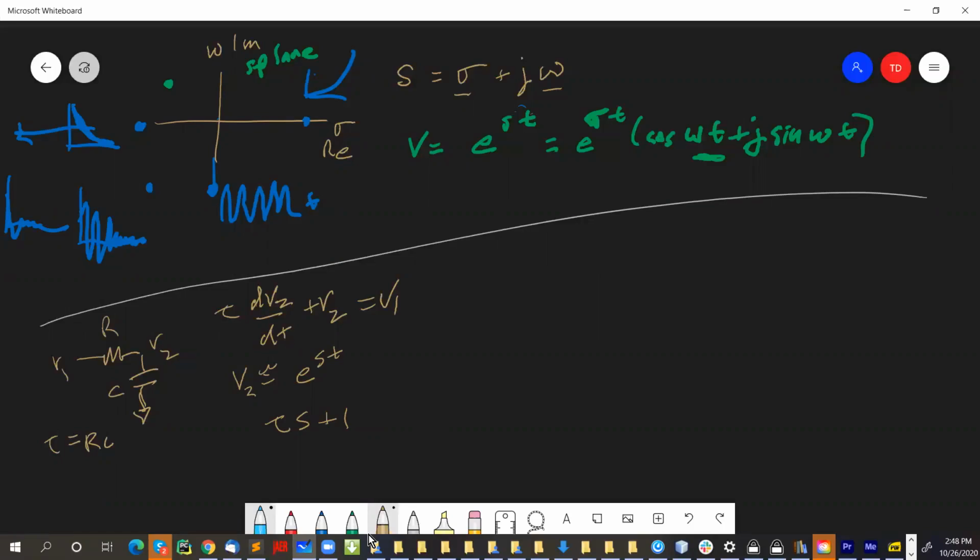Let's see. We have to put in a constant here. That's the problem, right? V2 0. So tau s plus 1 V2 0 equals V1. Okay, this is still a function.